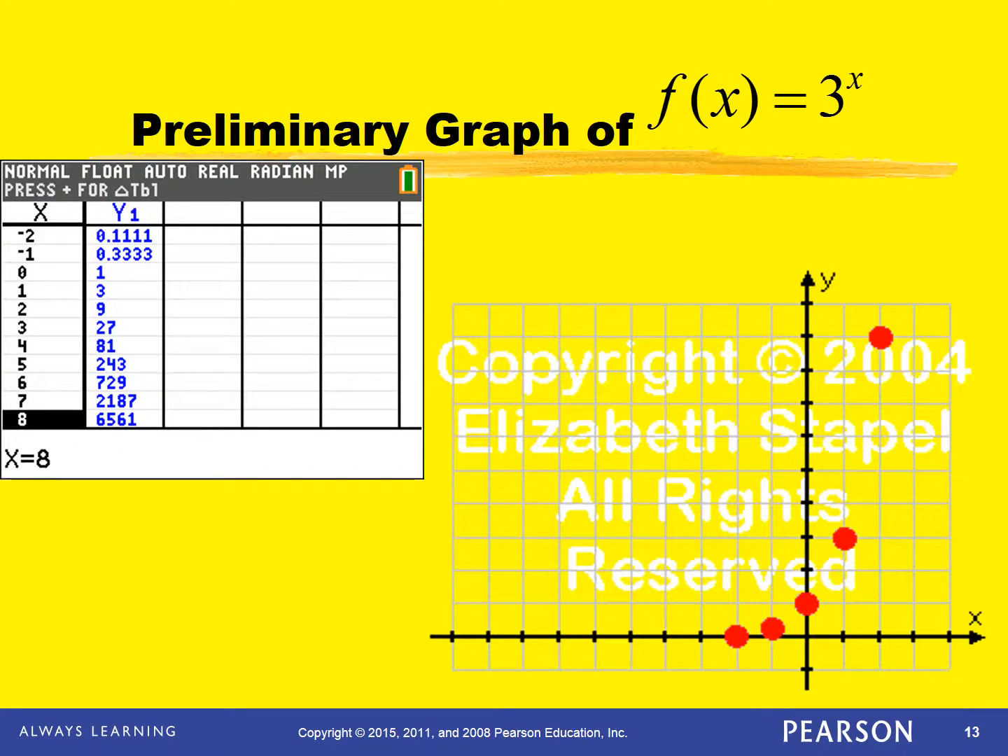Here's the table that we had, and we could plot more points. We could keep going here. The point (3, 27) is on the graph, so somewhere way up here we've got the point (3, 27). Okay, that's preliminary. Of course, what we're going to do is connect the dots. And this point here looks like it's right on the x-axis, but it is not. It's a little bit above the x-axis because the y value is not 0, it's 0.1111.